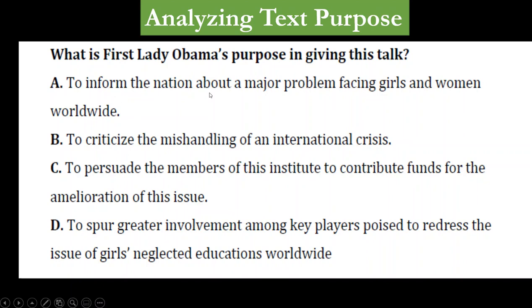Either to inform the nation about a major problem facing girls and women worldwide, or to criticize the mishandling of an international crisis, or to persuade the members of this institute to contribute funds for the amelioration of this issue, or to spur greater involvement among key players poised to redress the issue of girls' neglected educations worldwide. Again, we need to read the talk in order to be able to decide which one is the best answer. What I'm trying to do here is to familiarize you with the types of questions that you may expect in your exam.